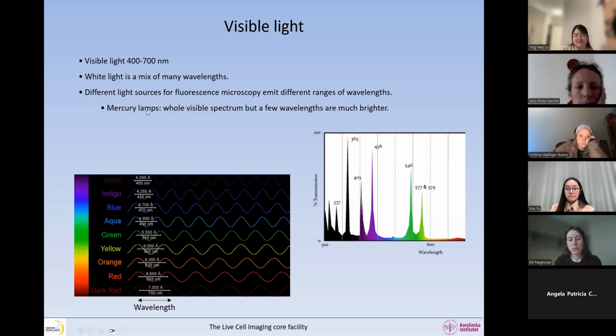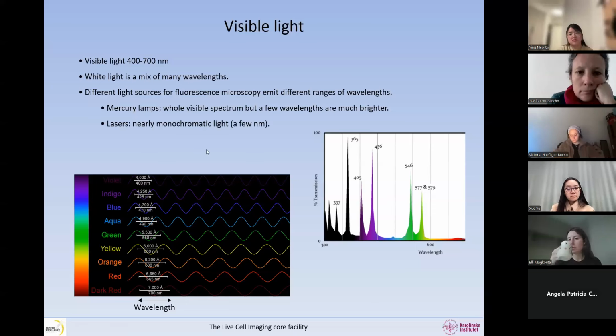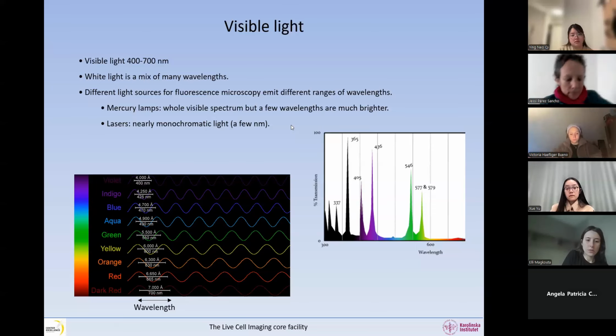But anyway, the mercury lamp shows the whole visible spectrum, but some of the wavelengths are much, much brighter than others. Okay, so this is the spectrum of a mercury lamp, for example. But it is white light because it's a mix of wavelengths. And then a laser is almost monochromatic. So we have only a few nanometers. So when we say the 488 nanometers, it's really maybe 1 or 2 nanometers. So it's extremely precise. Lasers are very precise in the wavelengths that they output.